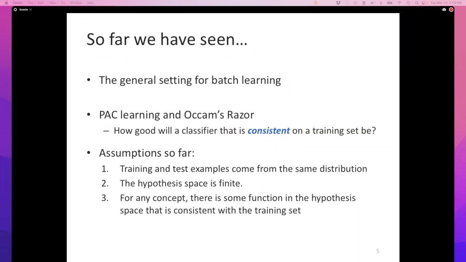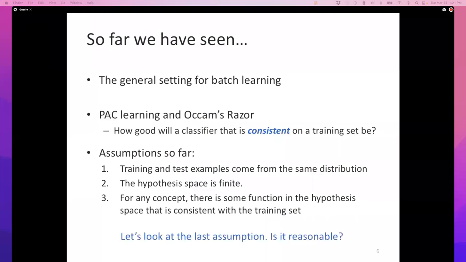Rather than talking about it in an informal way, let's list out all the assumptions that we have. The first assumption that pervades this unit on PAC learning is that the training examples and future examples are drawn IID from the same distribution. They are drawn independently from the same distribution. The second assumption that we made just for now is that the hypothesis space is finite. That's what allowed us to count the number of functions. The third assumption is that for any concept that nature might have chosen from the concept class, there's always a function from the hypothesis class that's consistent with it. So I can always find a classifier that is consistent with any training data.